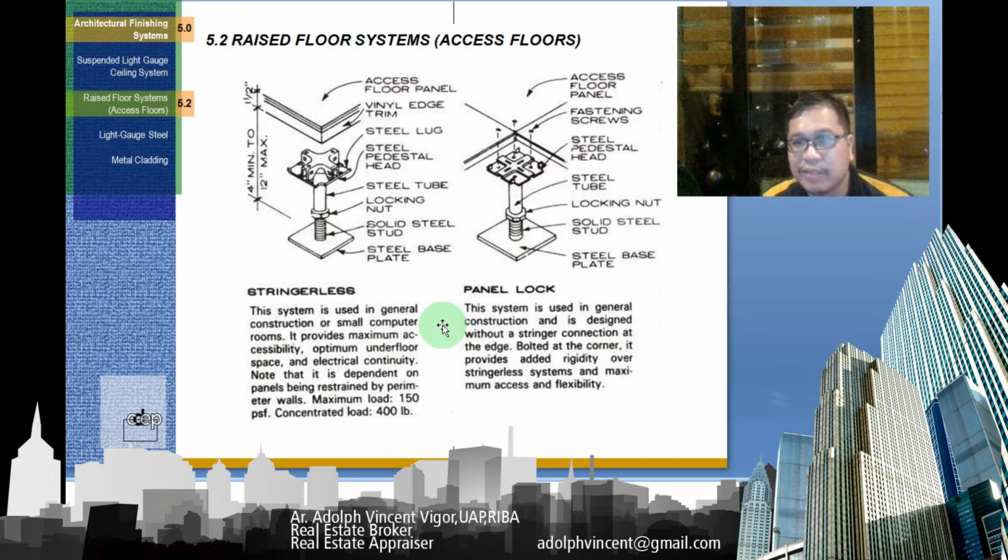So this system is used in general construction and is designed without a stringer connection at the edge. It's bolted at the corner. It provides added rigidity over stringerless systems and maximum access and flexibility. So of course it still has a steel plate. Okay, so it's almost the same. So it's a locking nut also. The steel tube. And here you have the access floor, the fastening screws, and then the pedestal head. That's the same as this one.